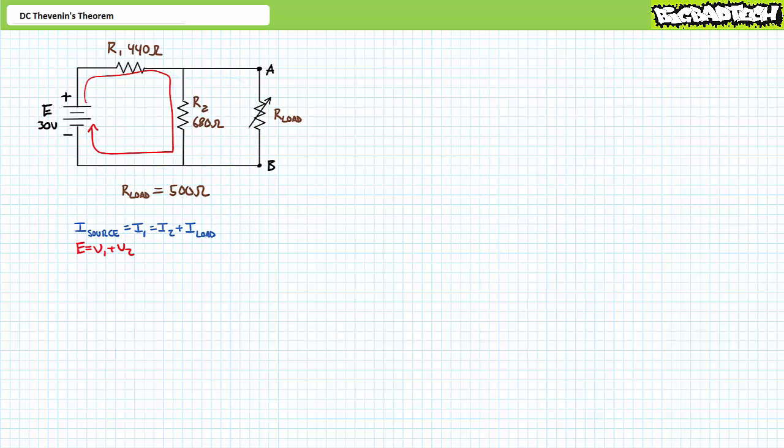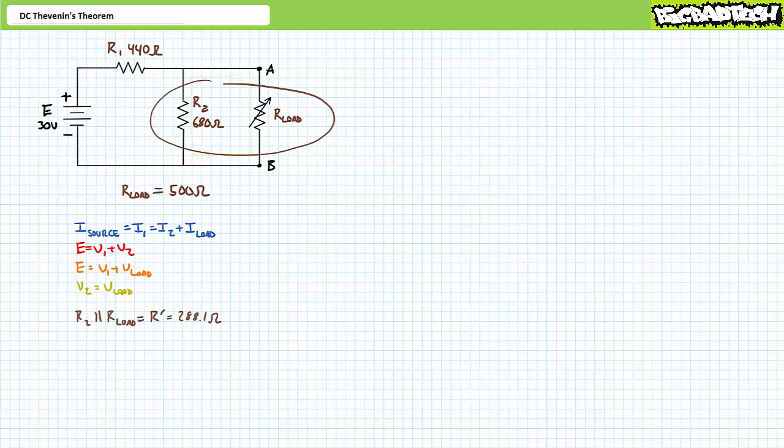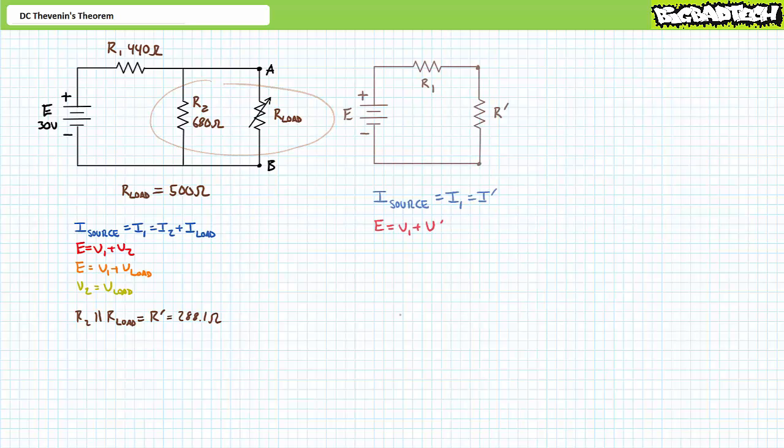An application of Kirchhoff's voltage law for this loop in red demonstrates that E equals V1 plus V2. Similarly, another application of Kirchhoff's voltage law for this loop in orange demonstrates that E equals V1 plus V load. Finally, another application for this loop in yellow demonstrates that V2 equals V load. These analyses imply that R2 is perfectly in parallel with R load, a simplification I'm calling R single prime, where R single prime has a value of 288.1 ohms. R single prime is perfectly in series with R1.